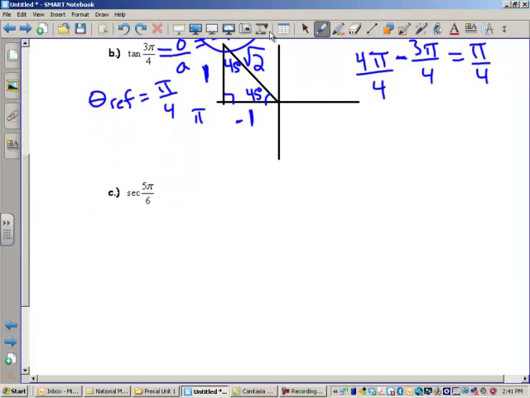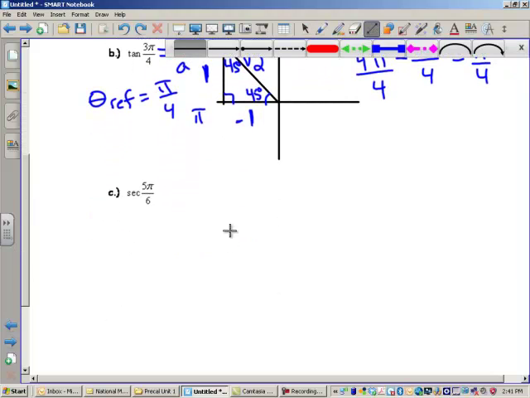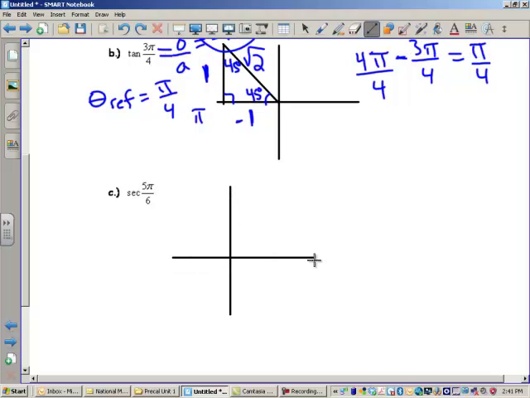Alright, last example. Secant of 5 pi over 6. So again, I'm going to find my reference angle, draw my triangle, and that's what I'm doing. 5 pi over 6 works out to be 150 degrees if you convert, or you could think about it as convert to common denominators. Pi over 2 is 3 pi over 6, or half pi. 1 whole pi would be 6 pi over 6. So 5 pi over 6 lies over here in quadrant 2.